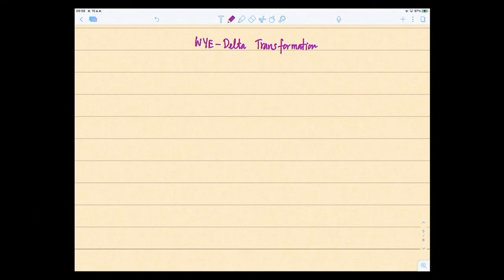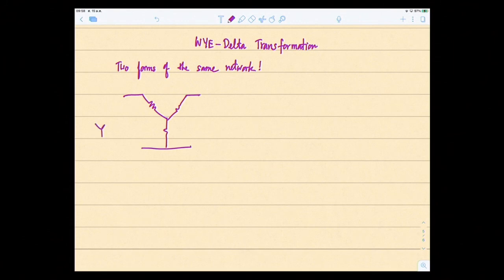Okay, so let me start. We can have two forms of the same network. The Y actually looks like a Y. It could be like a Y like this, or it could be an upside down Y also. There are terminals A, B, and C. So you have a resistor in this case. It's formed when you connect the resistors in the Y configuration. Okay, so this is the Y.